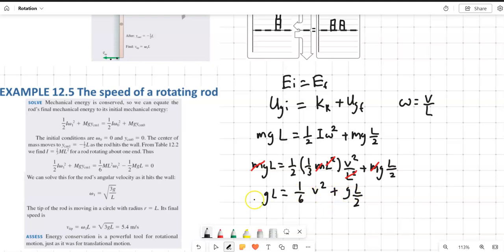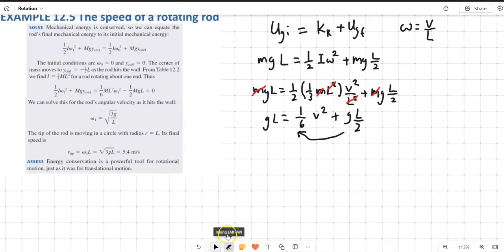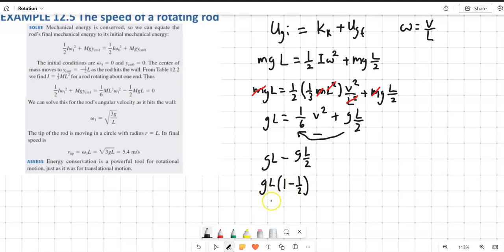So I'm going to bring this onto the other side. I'm going to subtract this over. When I subtract that onto the other side, I'll have gL minus gL over 2. If we pull out a gL there, we get gL times (1 minus 1/2), which is going to be gL divided by 2. All right, so that's on the left-hand side. On the right-hand side, we just still have the 1/6 v squared.